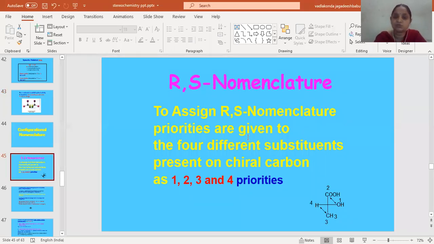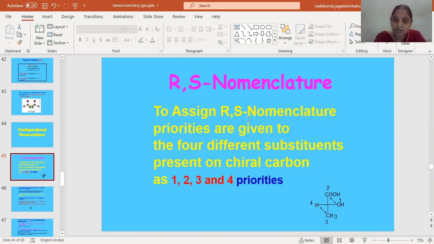Enantiomers are non-superimposable mirror images. So if you want to give names to the enantiomers, we are going to use the RS nomenclature. Enantiomers differ only in rotating the plane polarized light. If the R isomer of one compound rotates the plane polarized light towards the right, meaning clockwise, the S isomer will rotate the plane polarized light towards the left side. So R and S are exactly opposite in action towards the plane polarized light.